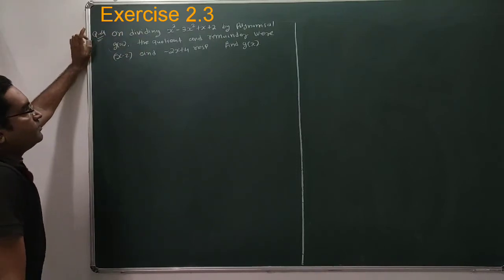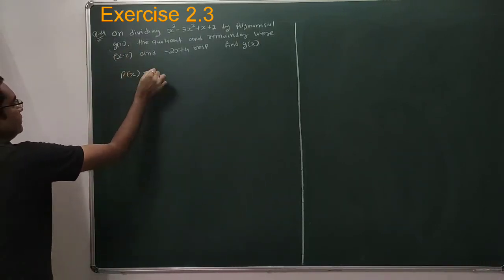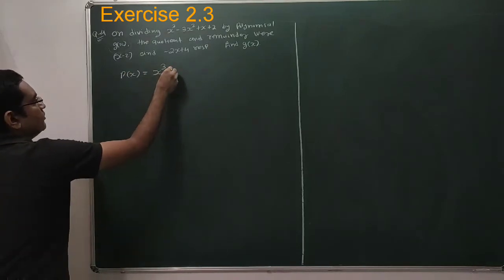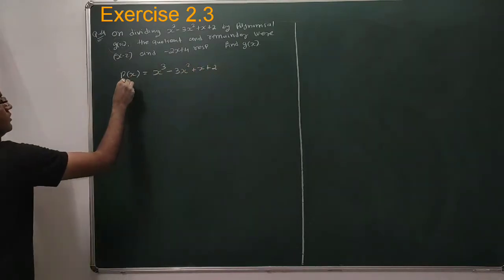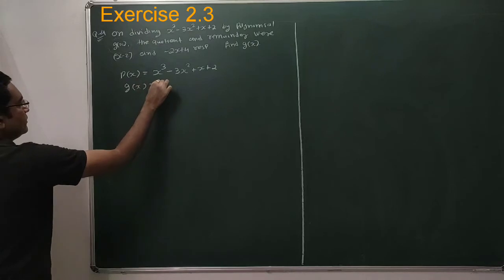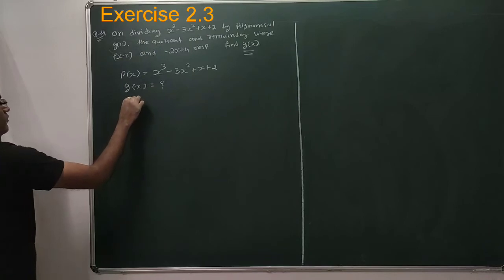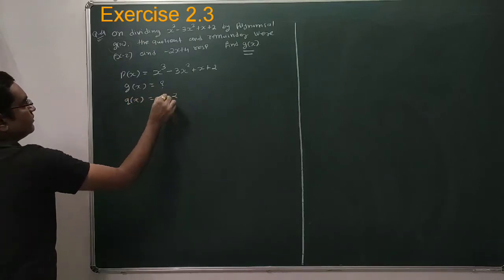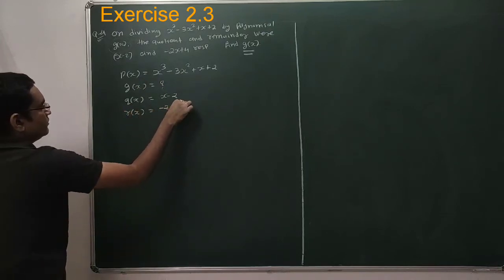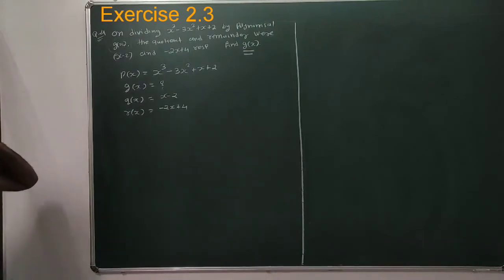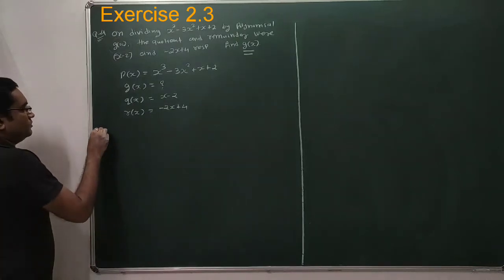Clear students? So the dividend polynomial p of x is given, which is equal to x cube minus 3x square plus x plus 2. The divisor polynomial g of x, you have to find. The quotient polynomial q of x is x minus 2, and the remainder polynomial r of x is minus 2x plus 4. This is our given data, and you have to find the divisor polynomial. Clear?